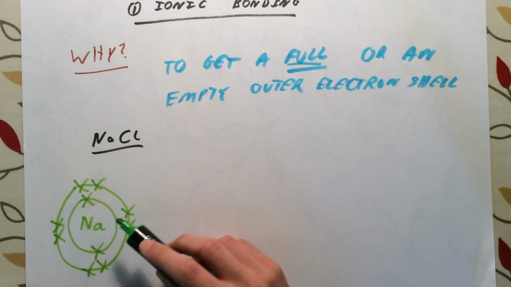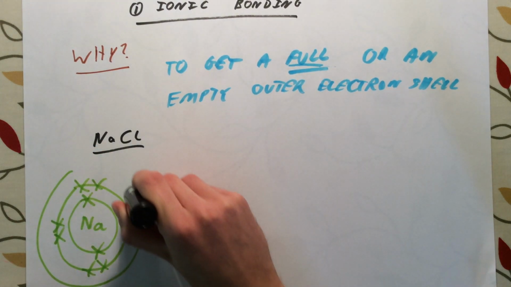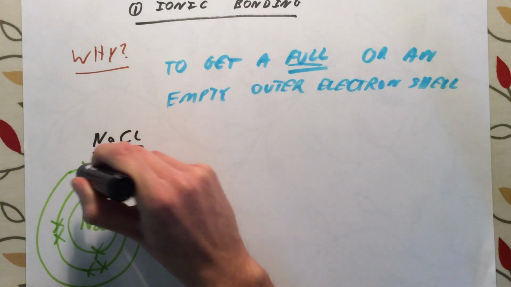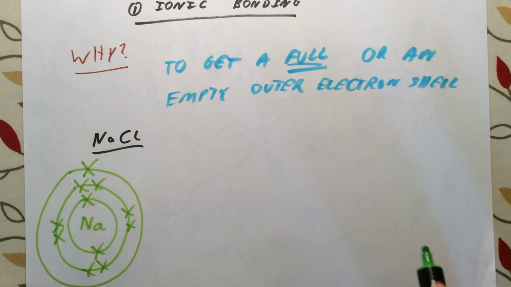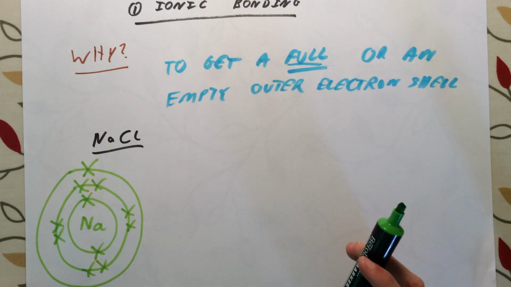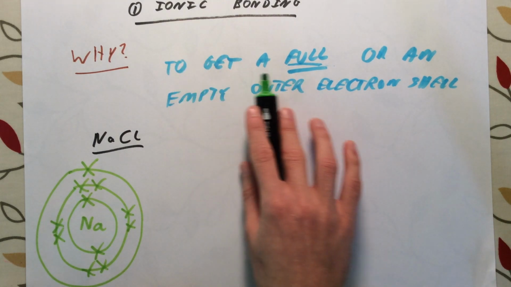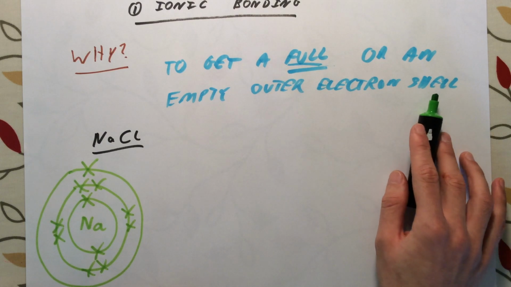So far I've drawn 10 electrons. An atom of sodium has got 11. Therefore I need a third and final shell with 1 electron in it. And this makes sense because sodium is in group 1, which means it has 1 outer electron, so that's correct. Okay, from our definition here, atoms want to bond to get a full or an empty outer electron shell.